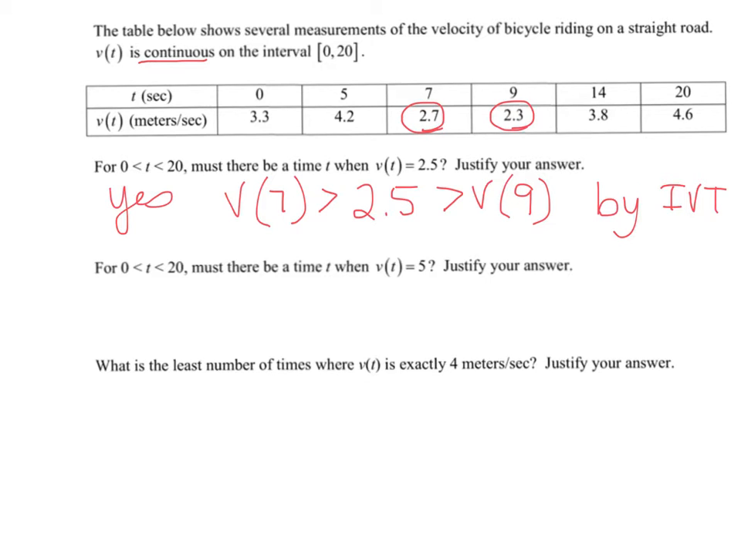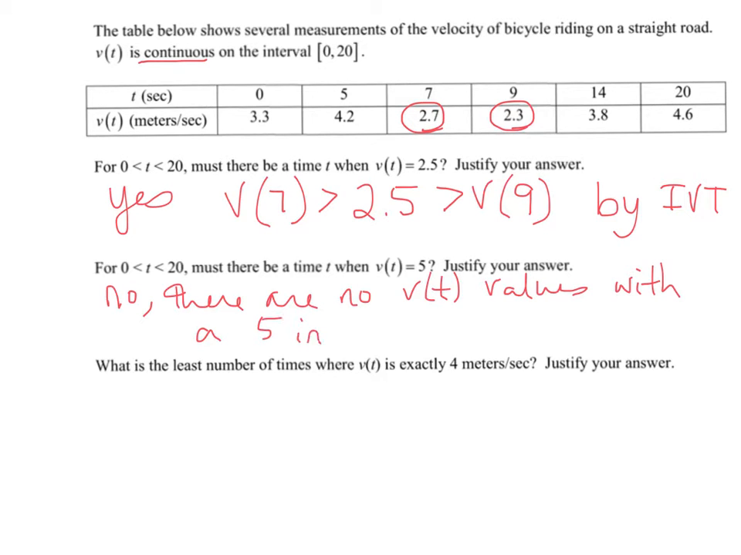All right, so let's look at the next question. For 0 to 20, must there be a time t when v of t is 5? Okay, so now look, basically what we're looking for is 5 to have to fall in between two of our values. So if I look here, 3.3 to 4.2, 2.7, 2.3, 3.8, 4.6. 5 does not fall between any of those. So we would conclude that no, there are no v of t values with a 5 in between.